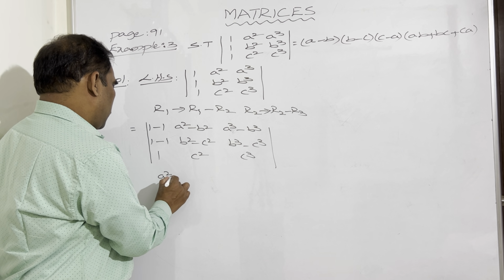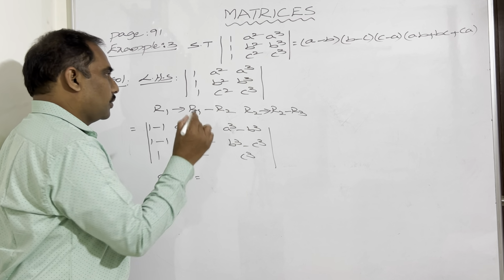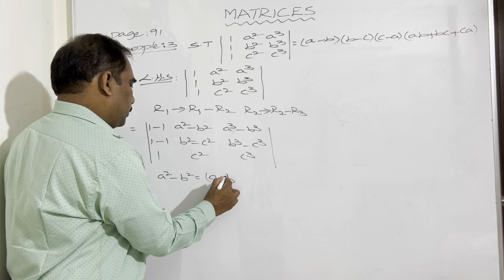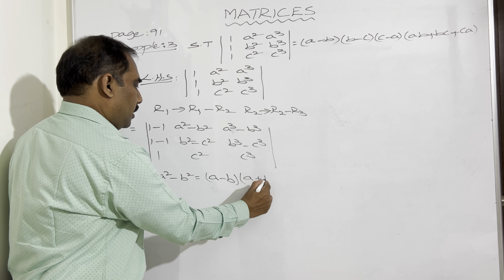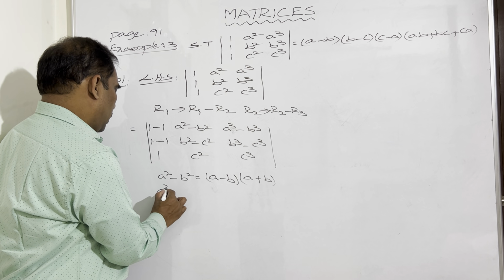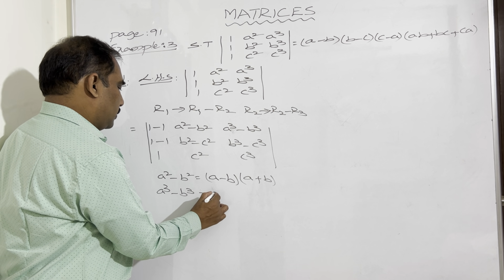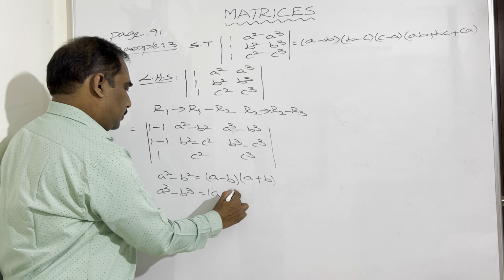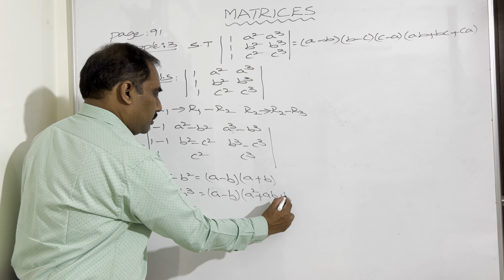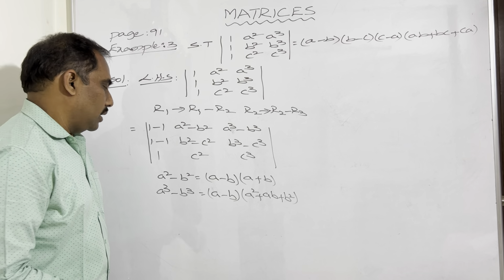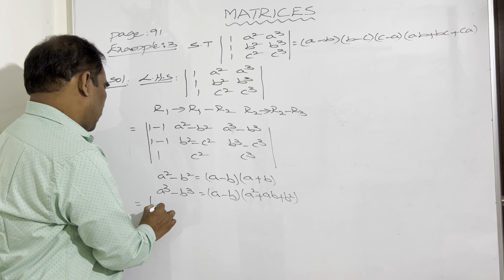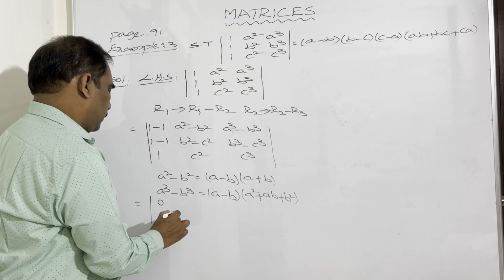Here a square minus b square is equal to, we have the formula, a minus b into a plus b. And a cube minus b cube, we can write it as a minus b into a square plus ab plus b square. So wherever a square minus b square is there, this is 0, 1 minus 1.